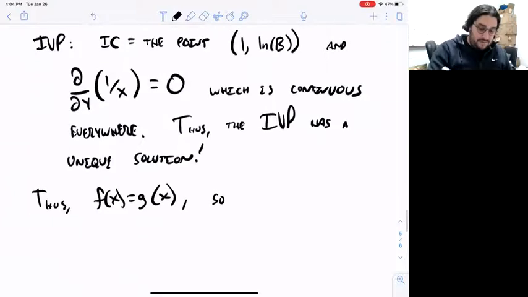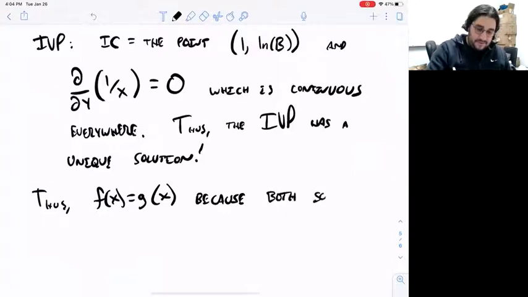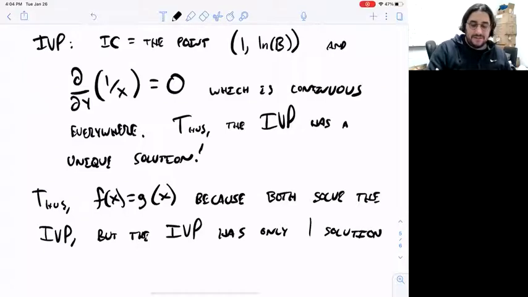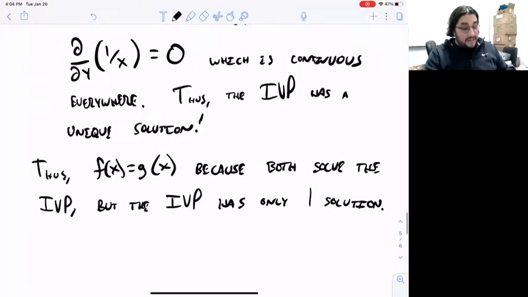right? So we showed, well, let's explain that in writing, right? Because, once again, because both solve the IVP, but the IVP has only one solution. So they really must be the same, right? Two different names for the same solution. So that's arguing by uniqueness. So that's the end of our proof, right?